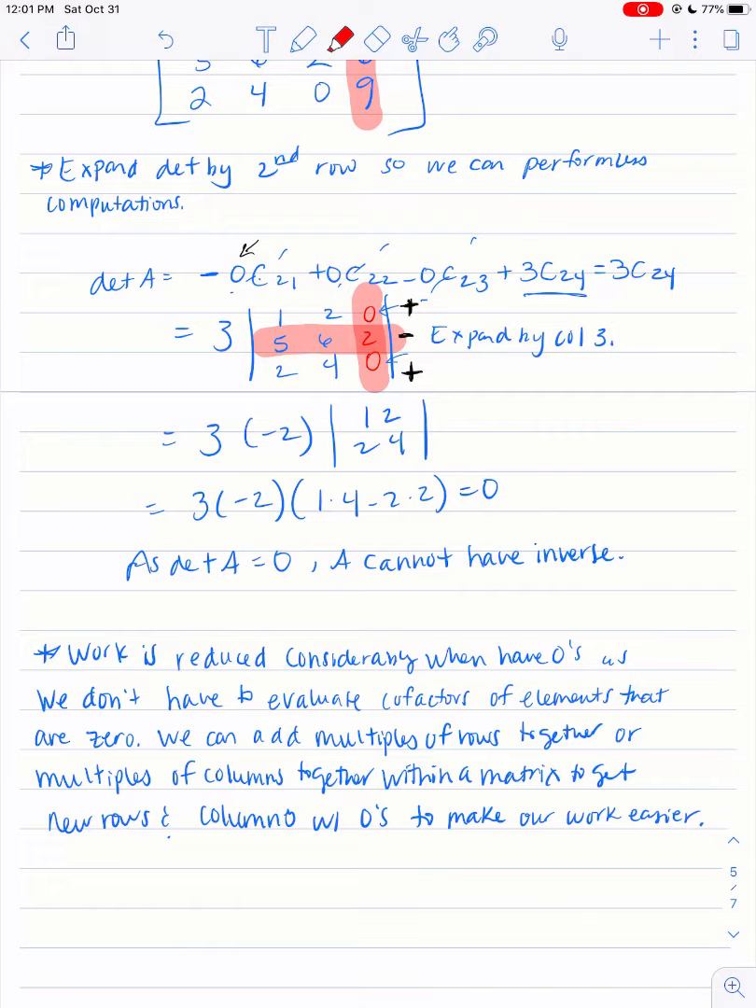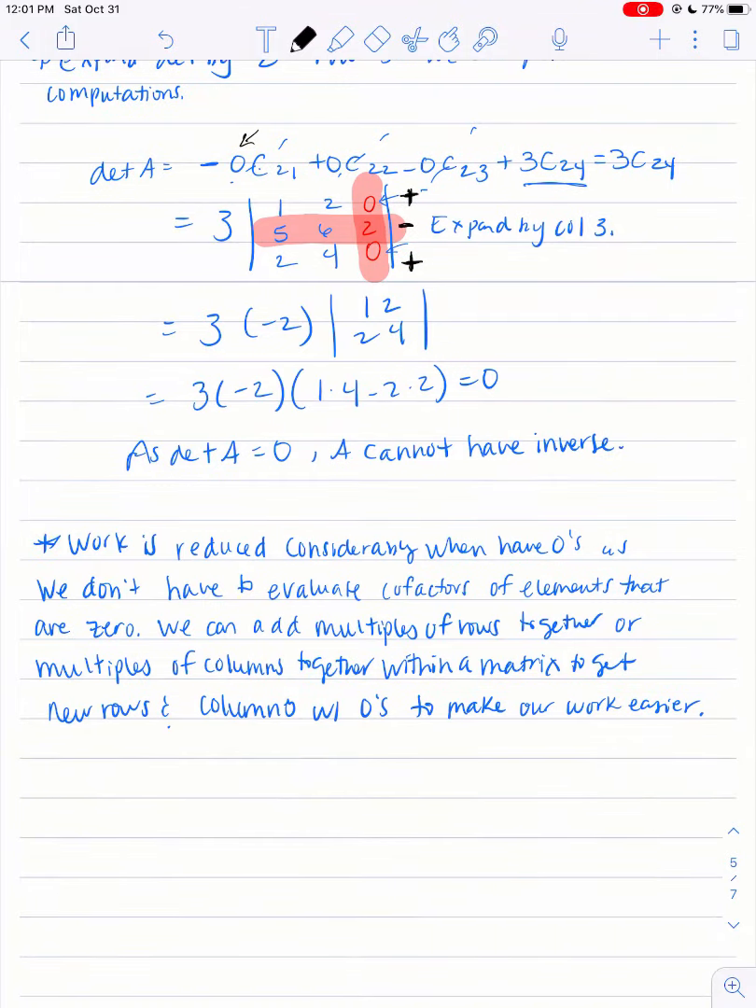So I have 3 times negative 2, and now I can find the determinant since it's a 2 by 2. So I have 3 times negative 2 times 1 times 4 minus 2 times 2. That's going to be 0, actually, when you multiply all that out. So our determinant of A is 0. Therefore, we can conclude that A does not have an inverse.